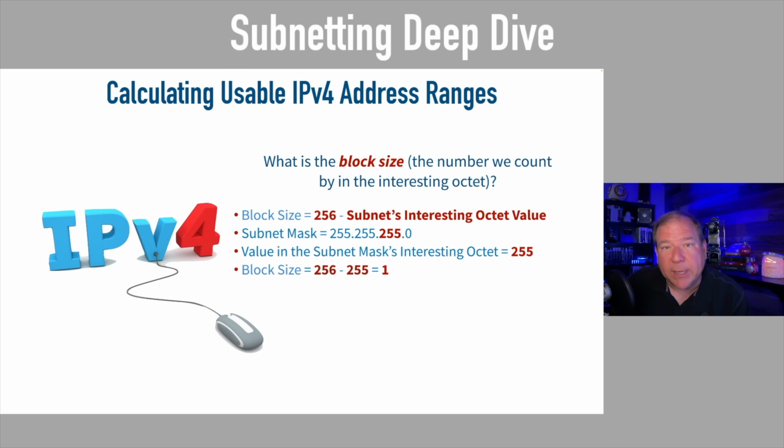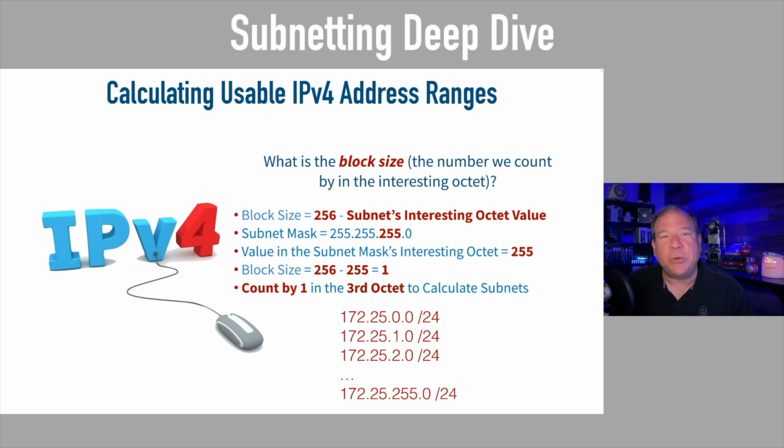Now we know the interesting octet and we know the block size. So here's how we calculate those subnets. Starting at 0, we are going to count by the block size in the interesting octet. That is the most important statement I've made all day. We're going to count by the block size in the interesting octet. So notice in octet number 3, starting at 0, we count by the block size, which is only 1 here. So it was 0, then 1, 2, 3, 4, 5, all the way through 255.